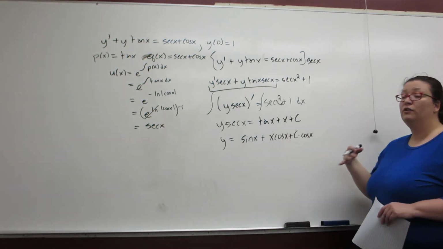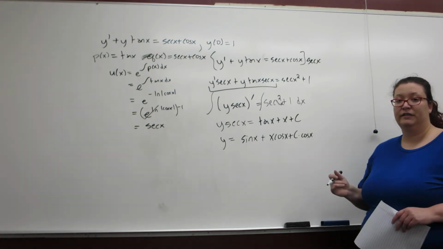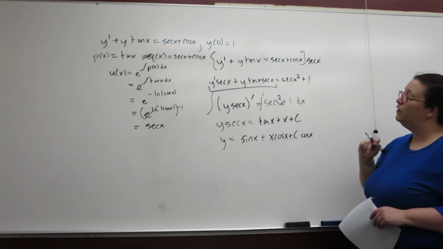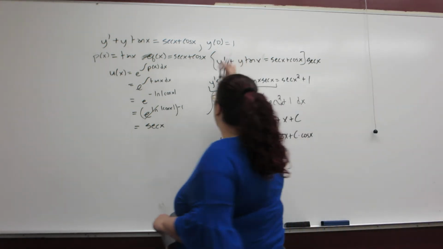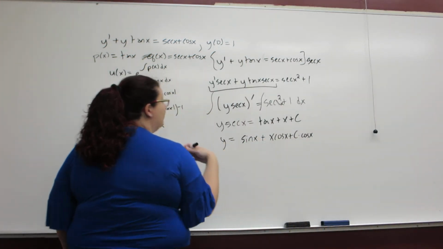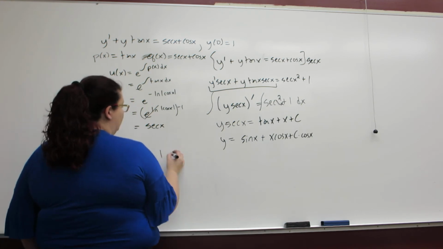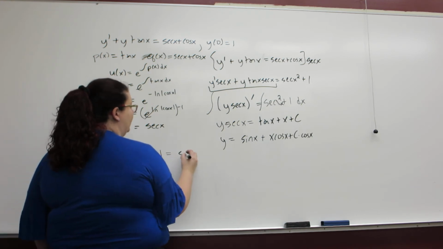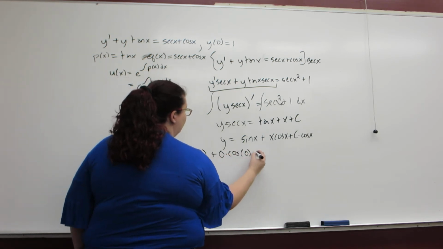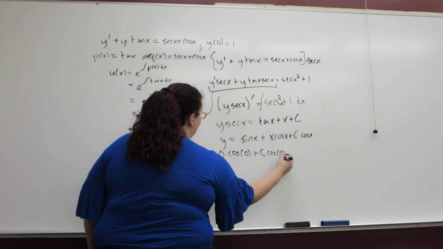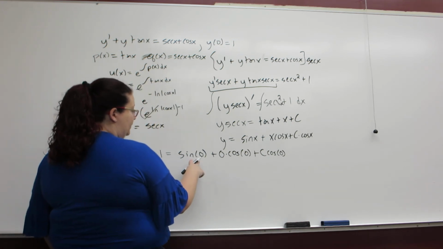Now, this is the general solution, but it does still have that constant of integration there. And since we were given an initial value, I'm now going to go back to my problem and plug in my initial value to get my particular solution. So, when y is 1, I'm going to have an x of 0. Sine of 0 is, of course, 0.